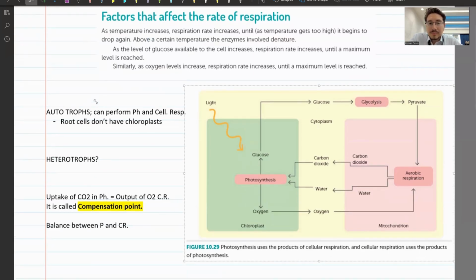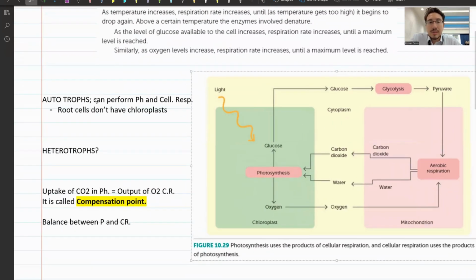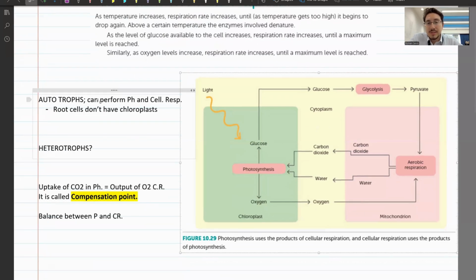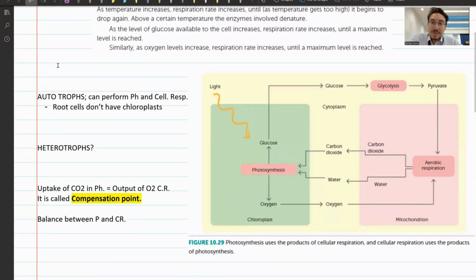And lastly, relationships, right? You do need to know relationships between photosynthesis and cell respiration, right? I've talked about it before in the prep phase also. The products of one become the reactants of the other, right? So, as you know, autotrophs can perform photosynthesis and cell respiration. And of course, depending on the tissues, right? Root cells don't have chloroplasts because they're underground. They can't photosynthesize, right?